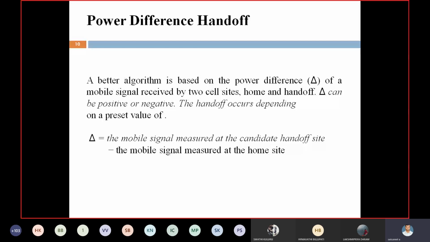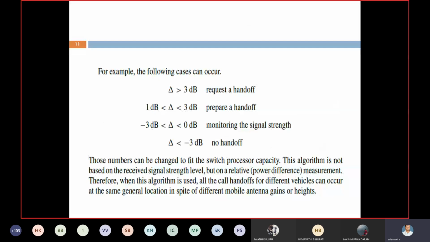Whenever the power difference value is greater than 3 dB, request a handoff. When the delta value is between 1 dB and 3 dB, it is preparing for handoff. Whenever the delta value is between minus 3 dB and 0 dB, monitor the signal strength, and when the delta value is less than minus 3 dB, there is no handoff. Nothing but whenever the power difference is less than minus 3 dB, there is no need for handoff. Whenever the delta value is greater than 3 dB, the power difference between the present and future cell is large, and at that time a handoff can be requested.